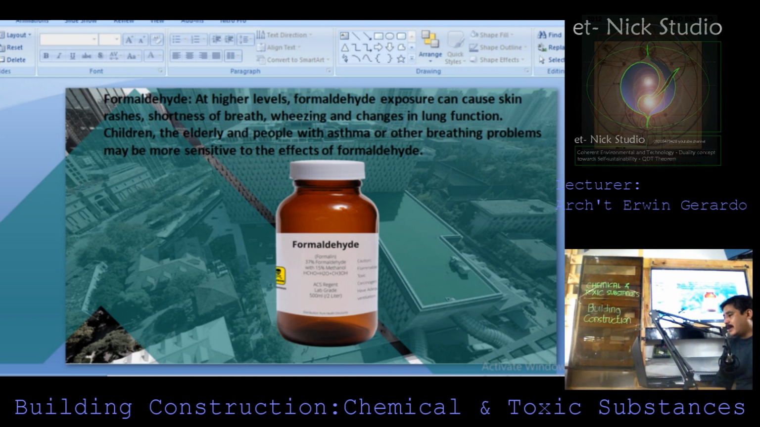Formaldehyde. At higher levels, formaldehyde exposure can cause skin rashes, shortness of breath, wheezing, and changes in lung function. Children, the elderly, and people with asthma or other breathing problems may be more sensitive to the effects of formaldehyde.